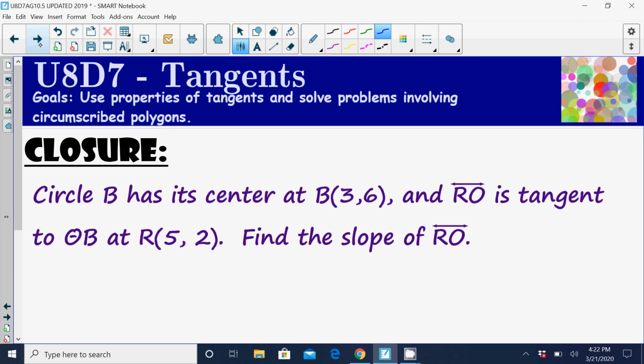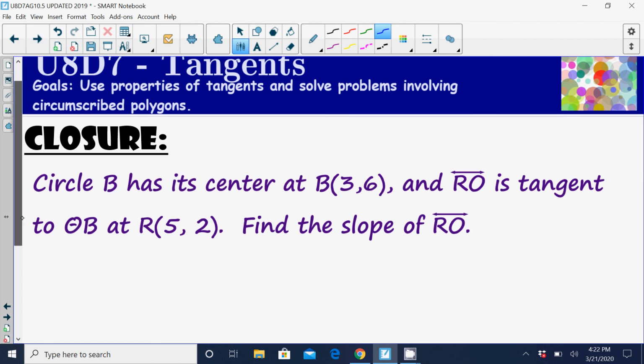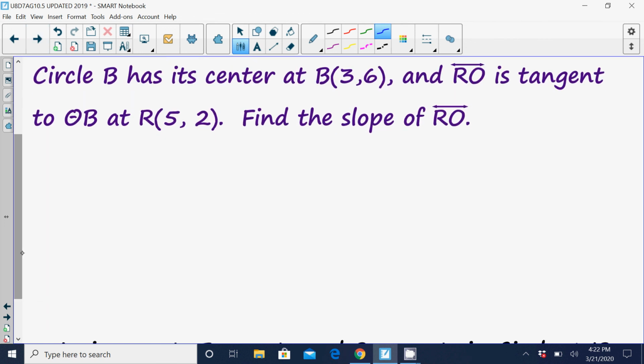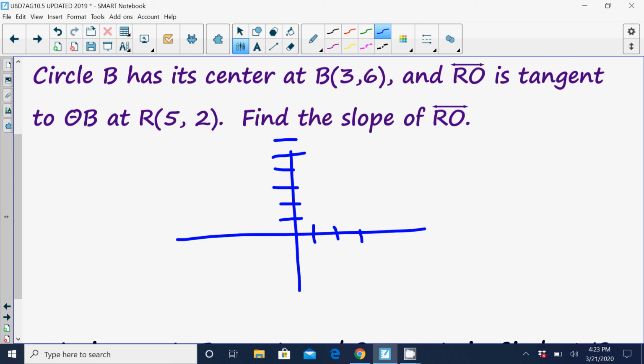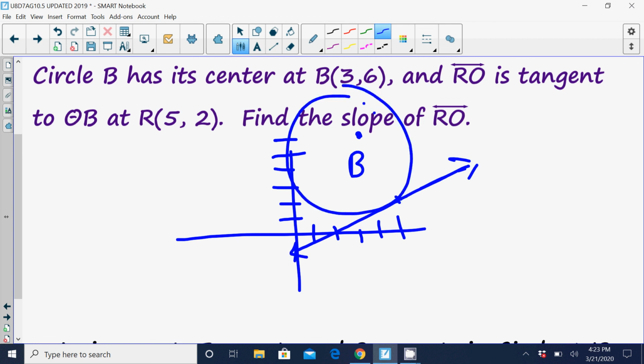Okay, last problem for today, and it says circle B has a center at (3, 6), and RO is tangent to circle B at (5, 2). Find the slope of RO. One thing I could do is sketch it to get an idea of what they're saying. So (3, 6) is the center of my circle. Then it says that I have RO as a tangent, and it touches circle B at (5, 2). We don't actually know which direction this line travels, but it's brushing up against this circle at this point. Okay, finding the slope of RO.